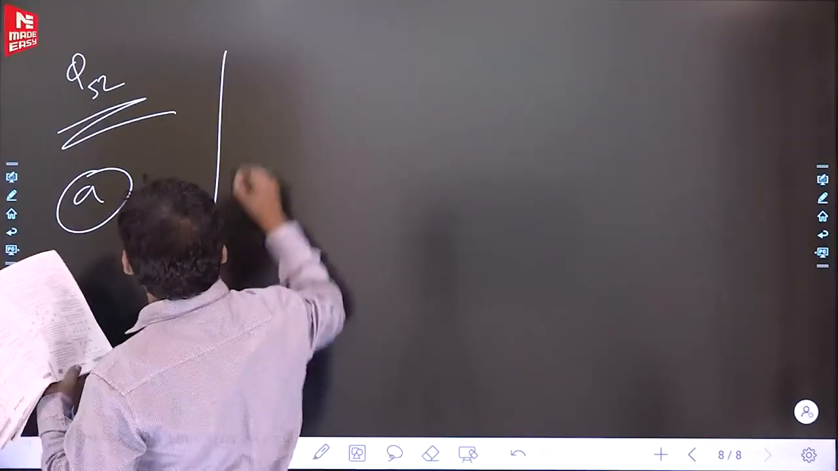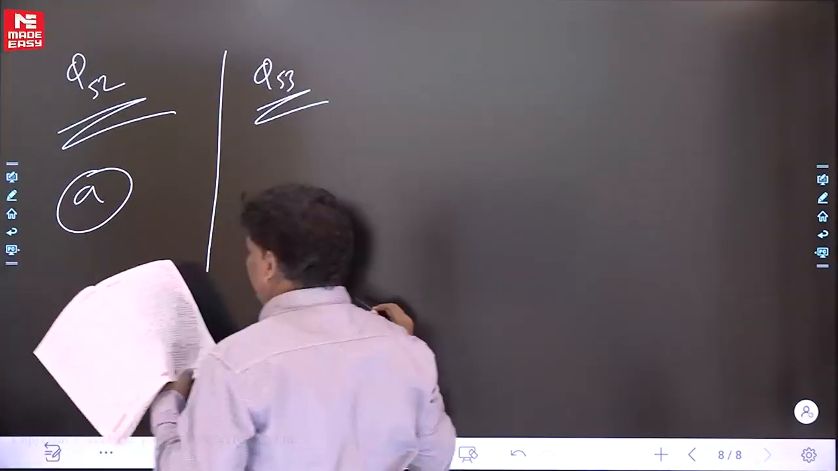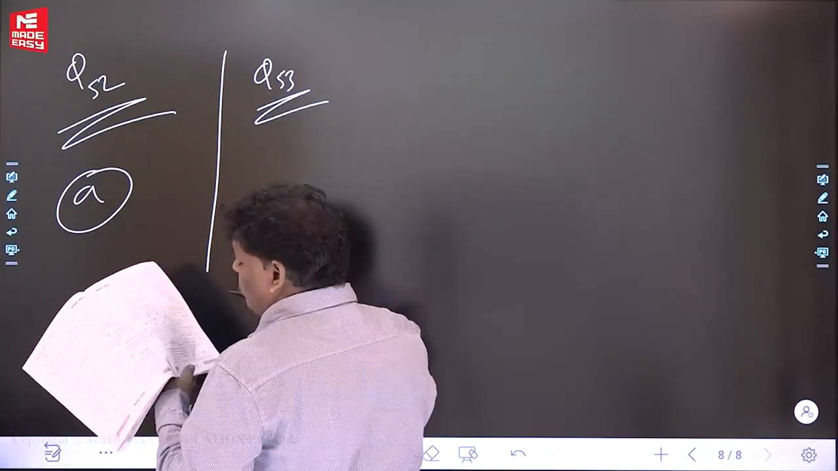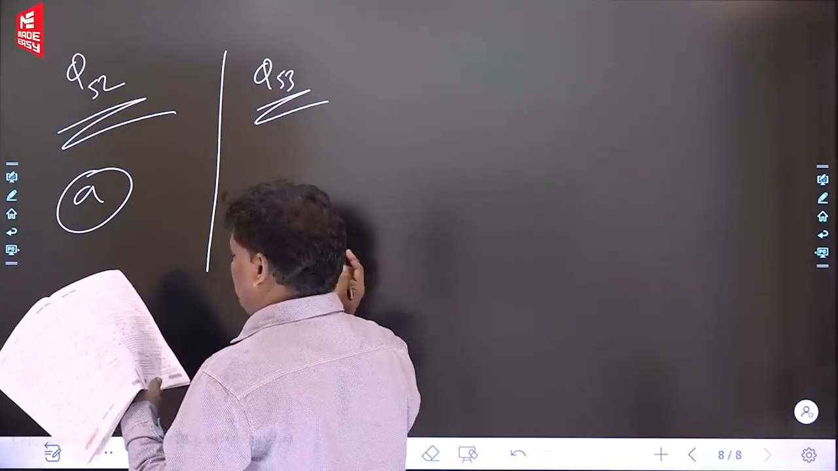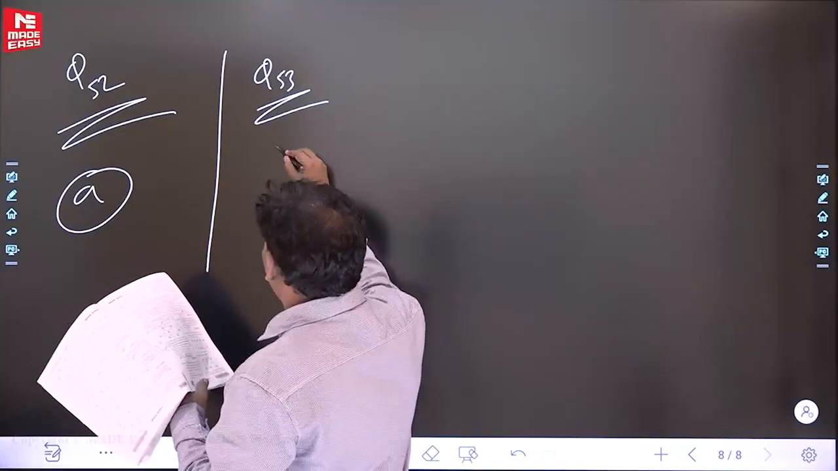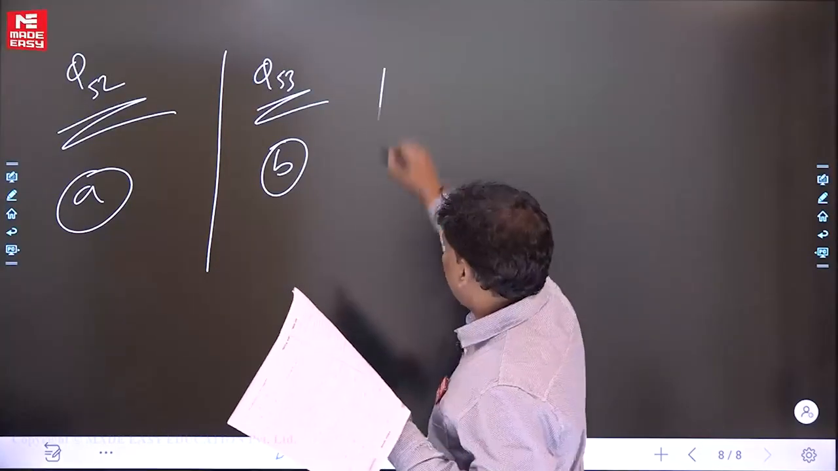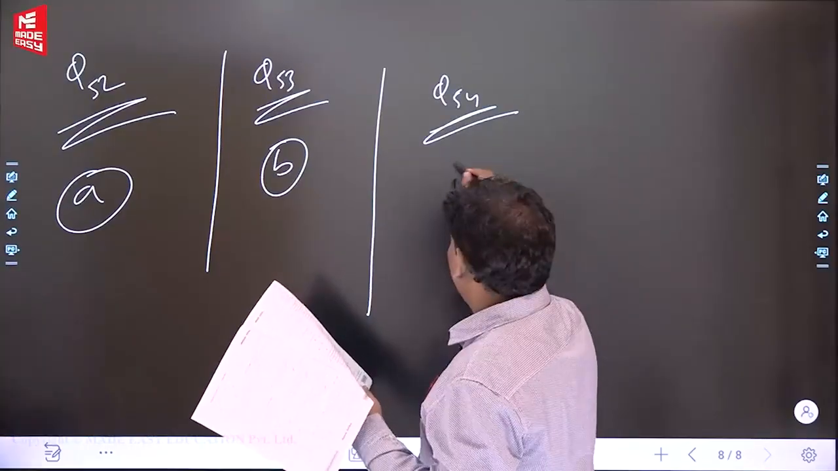Go to the question number 53. This is also a small problem only. I think whatever we done. So in the minimum cost spanning tree in the classroom, many problems we done. These are the practice problems. Please check yourself. Question number 53, B is the answer. Next one, question number 54. 7 is the answer.